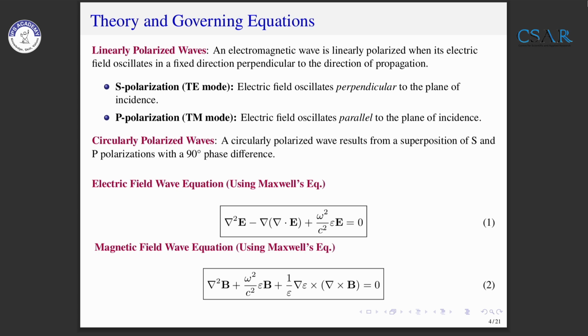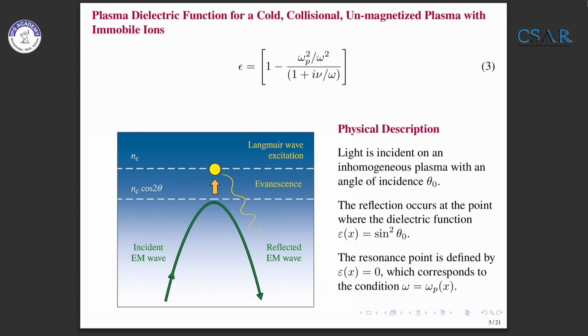for the electric field and the magnetic field, because for some polarizations solving the electric field equation is easier, and for other polarizations we solve the magnetic field wave equation. Okay. This is my dielectric function for cold, collisional, unmagnetized plasma with immobile ions.